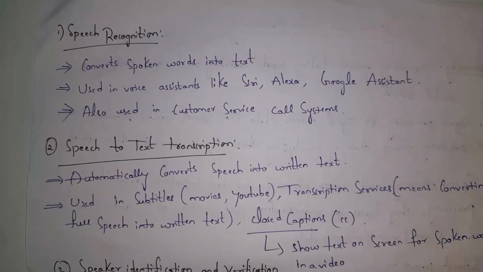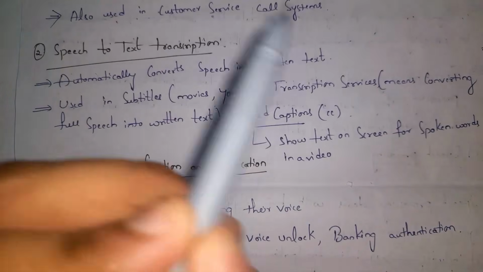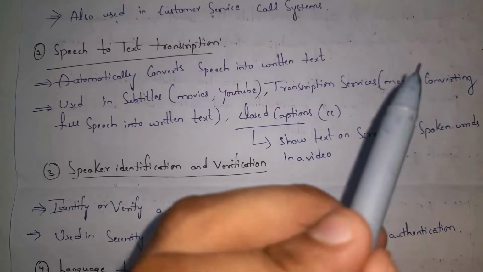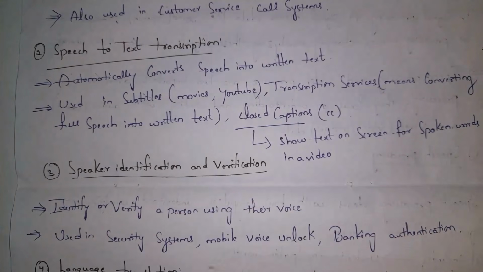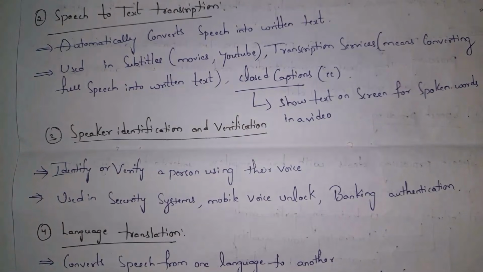And second one is speech to text transcription. Speech to text transcription means converting speech into written text. For example, if you consider YouTube, whenever we turn on subtitles in YouTube, then automatically we can see text for a particular video. And one more example is transcription services. That is nothing but converting full speech at a time into written text. And next example is closed captions. That means CC. Yes, whenever you turn on CC, then automatically it will show text on screen for spoken words in a video.